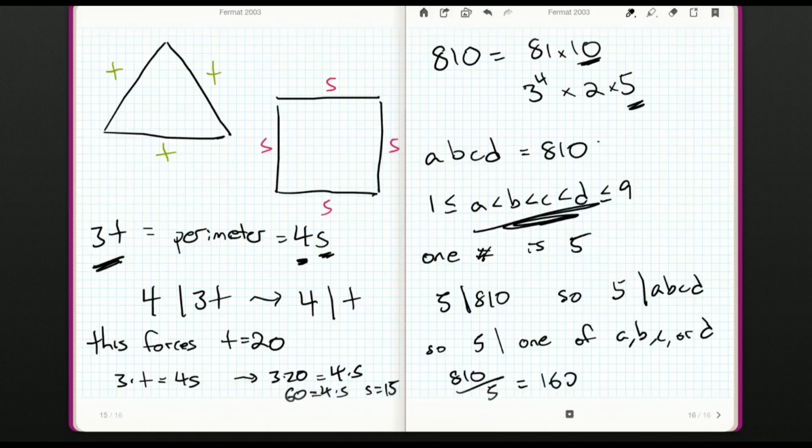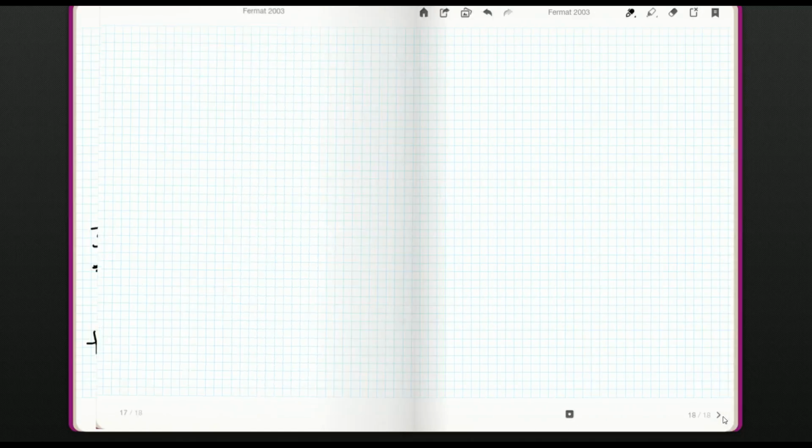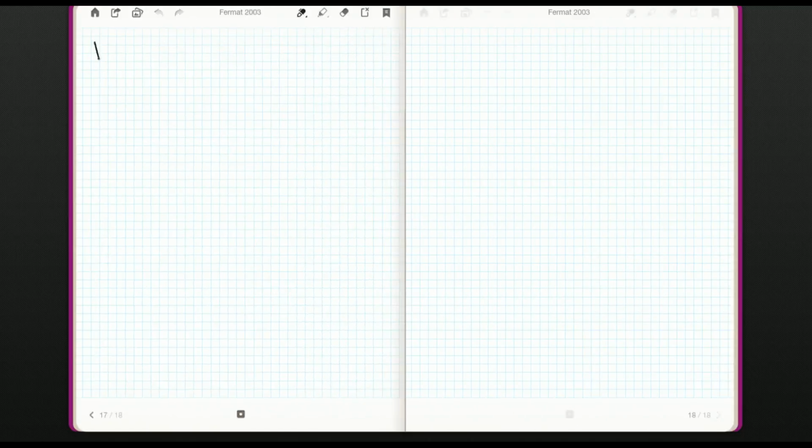Okay, so if one of the numbers is 5, 810 divided by 5 is 162. So we need 3 single-digit numbers that make up 162. So what are the factors of 162? Well, we still got that 2 there, and we have 4 3s. So could I have 2 by itself? If I have 2 by itself, say the first one is 2.